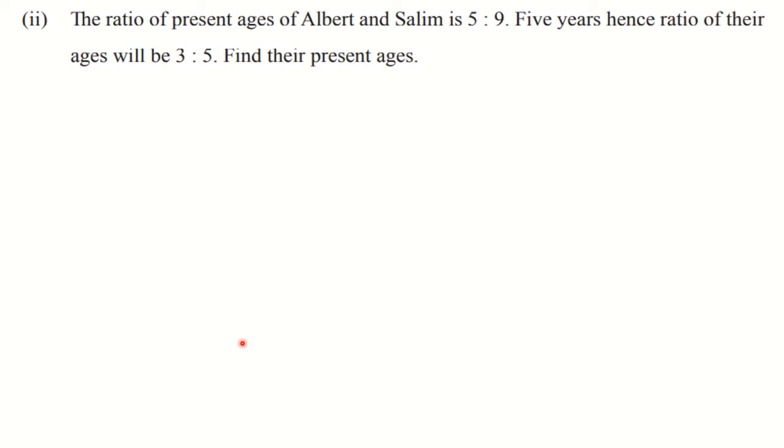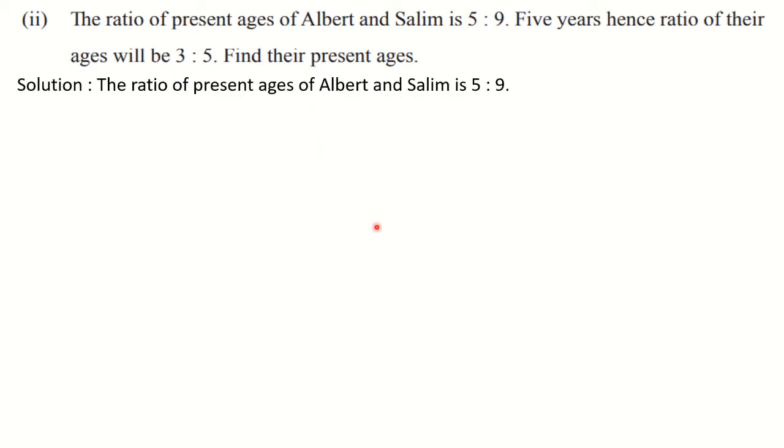Next, the ratio of present ages of Albert and Salim is 5:9. 5 years hence, the ratio of their ages will be 3:5. Find their present ages. So here two ratios are there. That is why I am discussing this sum. As I told you, we always have to start with the first statement of the ratio given. So that is the beginning of your question, that the ratio of present ages of Albert and Salim is 5:9.